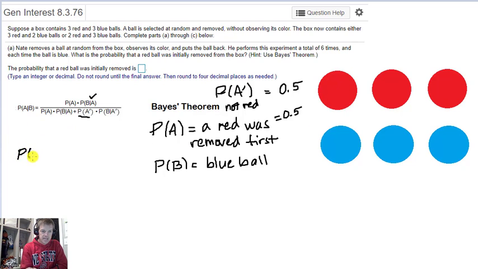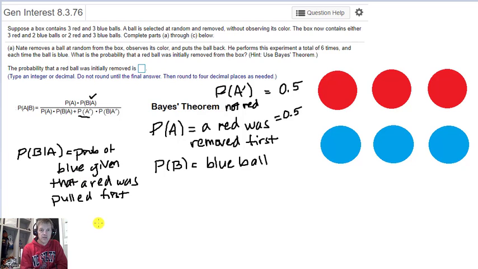Probability of B given A means the probability of a blue given that, and that's what that little vertical line means, the words given that. Given that a red was pulled first. So if a red was pulled first, what that means is the probability of a blue at that point is 3 out of 5, right? Because one of these reds is gone from the box.